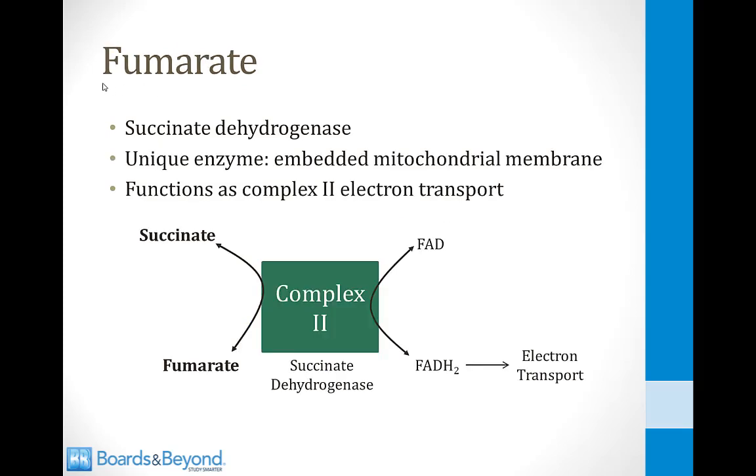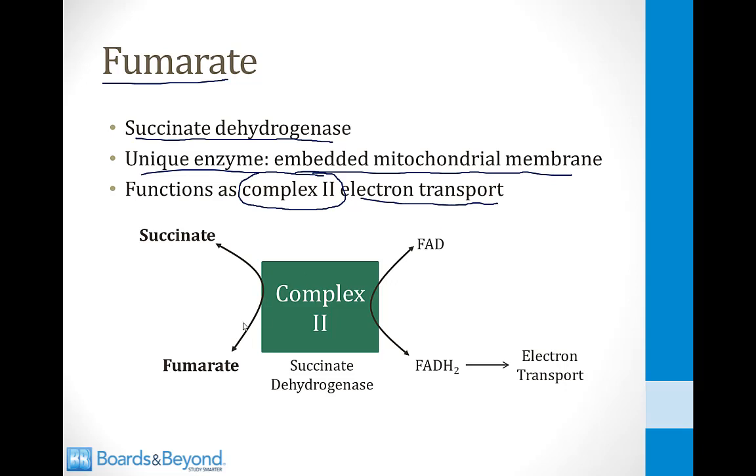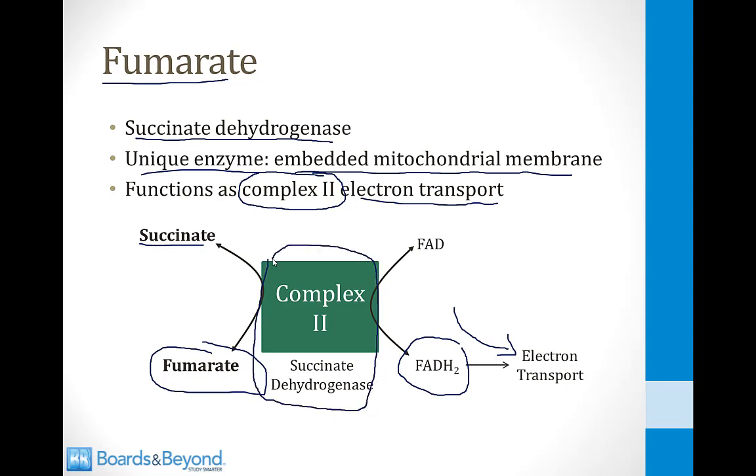The next step involves formation of a molecule of fumarate. The enzyme that does this is called succinate dehydrogenase. And this is a unique enzyme because it's embedded in the mitochondrial membrane, and it also functions as complex 2 in electron transport. So it's an enzyme for both the TCA cycle and the electron transport chain. It converts succinate into fumarate. This is a reversible reaction, and in doing so, it generates a molecule of FADH2, which can immediately go into the electron transport chain. So complex 2 and succinate dehydrogenase are the same enzyme, and they function in both pathways.